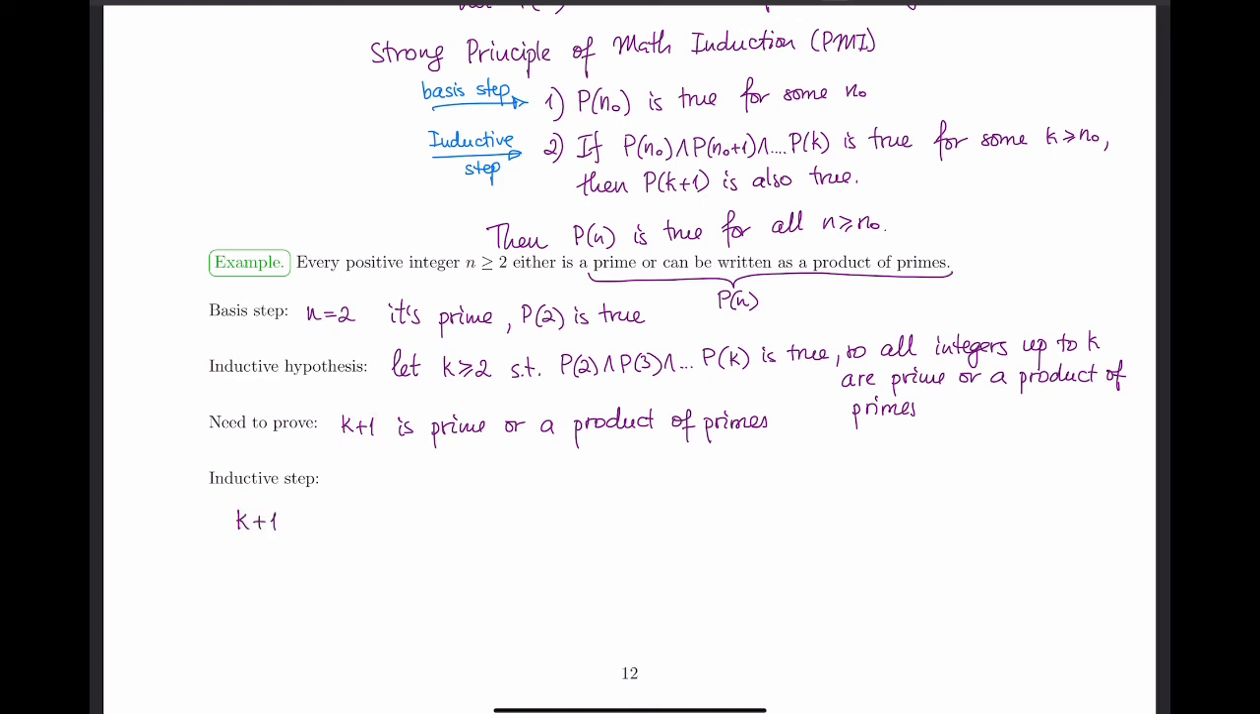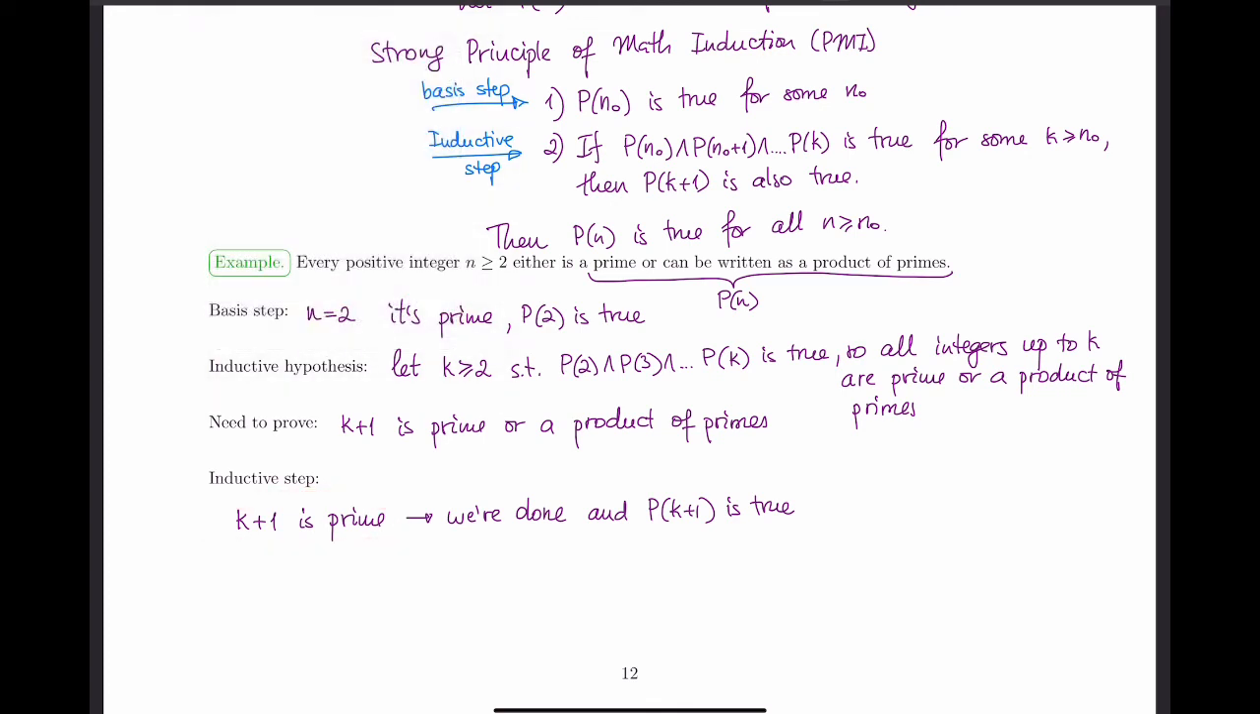K plus 1. What I'm trying to prove is that it's either prime or, in case it's not, it's a product of primes. So I actually have two cases. First of all, k plus 1 could just be prime. So if k plus 1 is prime, then we're done. Because, as you remember from logic rules, if one part of the disjunction is true, then the whole thing is true. We're done, and P of k plus 1 is true. So this is the case when it's prime.